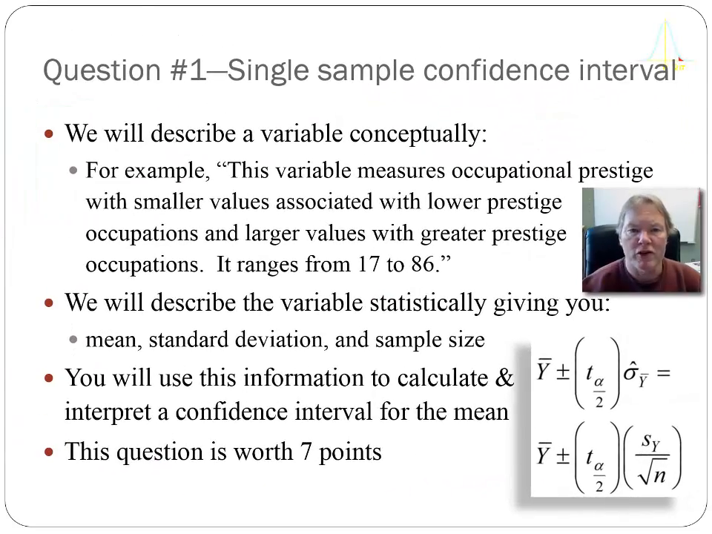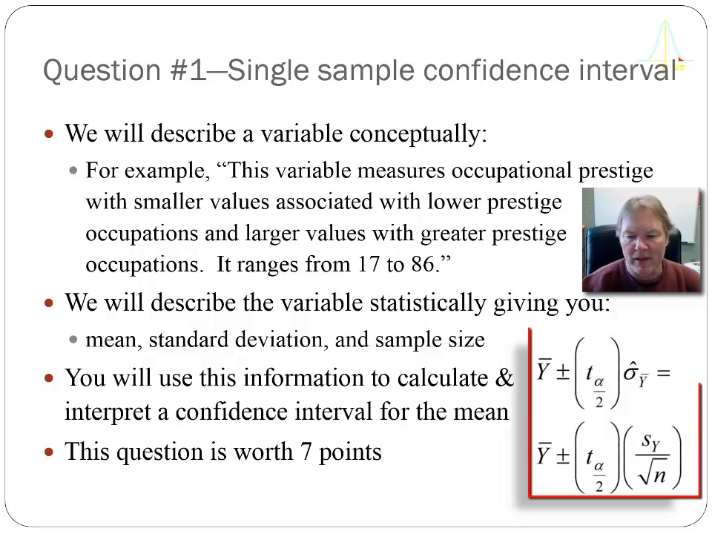So let's move on to question number 1. Question number 1 is a single sample confidence interval. So we're going to give you some summary statistics about a variable. We'll give you an average, a standard deviation, and a sample size. And we're going to ask you to calculate and interpret a confidence interval around that average.